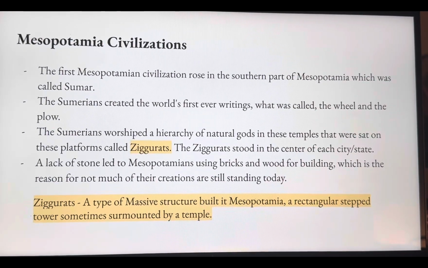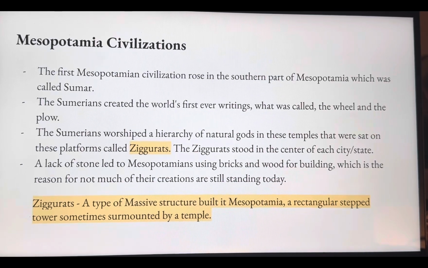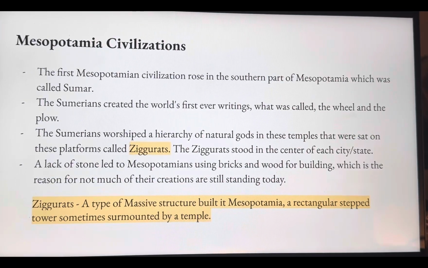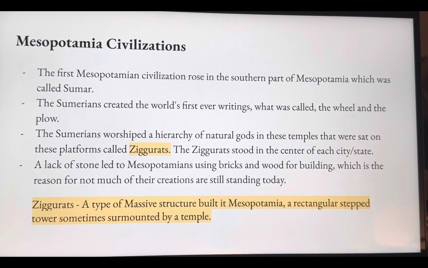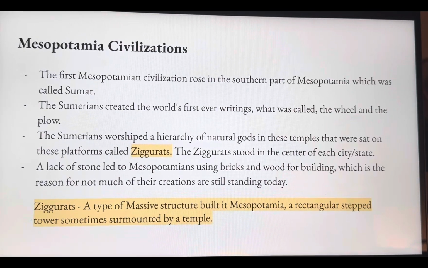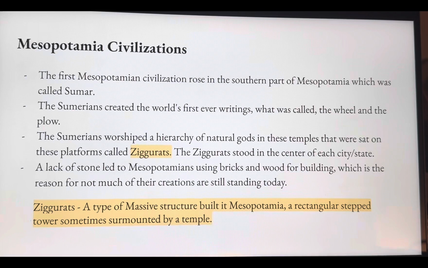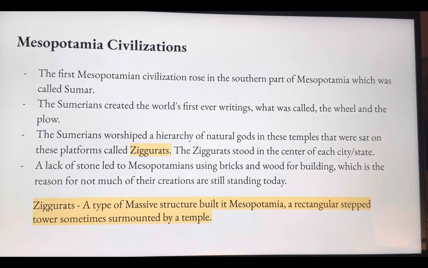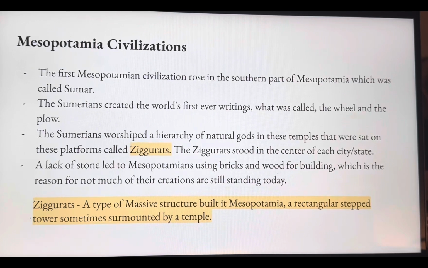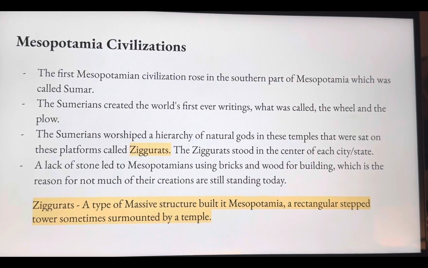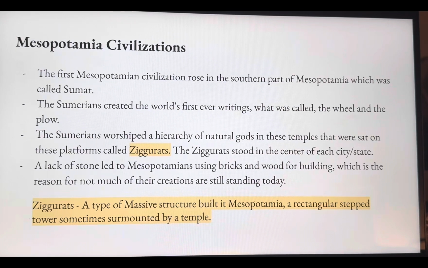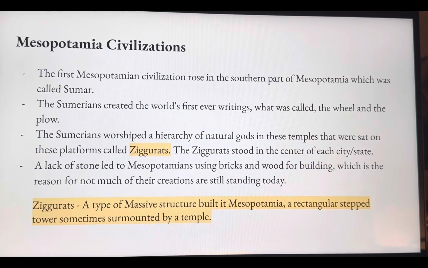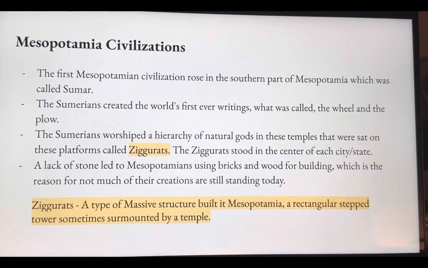Mesopotamian civilizations. The first Mesopotamian civilization rose in the southern part of Mesopotamia, which was called Sumer. The Sumerians created the world's first ever writings, as well as the wheel and the plow. The Sumerians worshipped a hierarchy of natural gods, and their temples were set on platforms called ziggurats. The ziggurats stood in the center of each city and state. A lack of stone led Mesopotamians to use bricks and wood for building, which is the reason not much of their creations are still standing today.